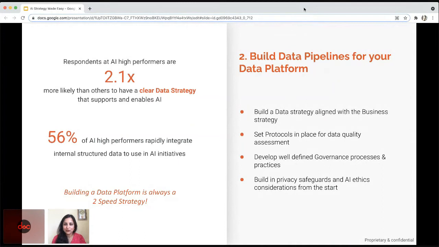Okay, so yeah, the key thing here is being able to build in the data pipelines and have privacy and AI ethics safeguards.